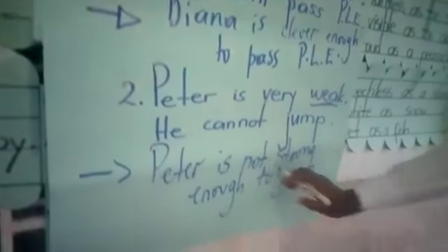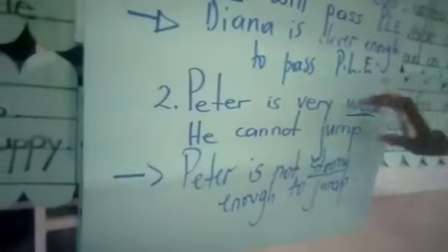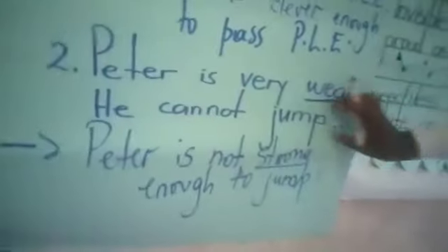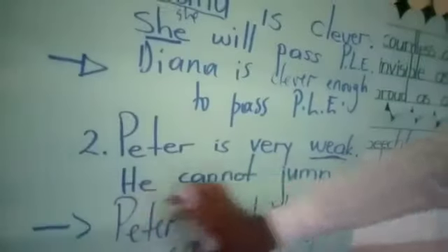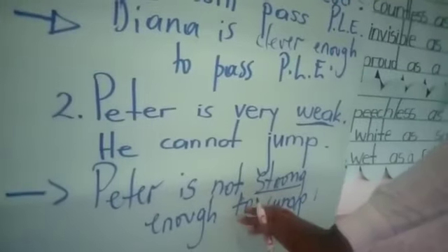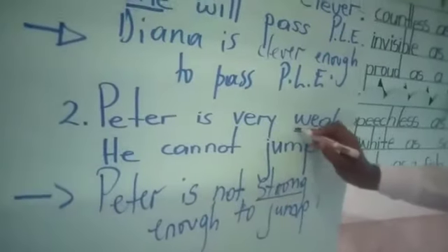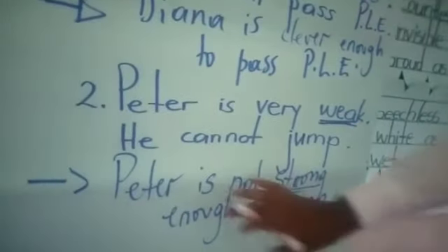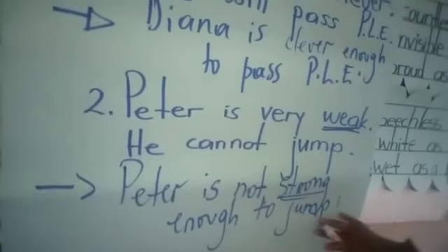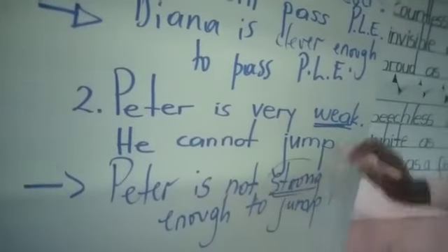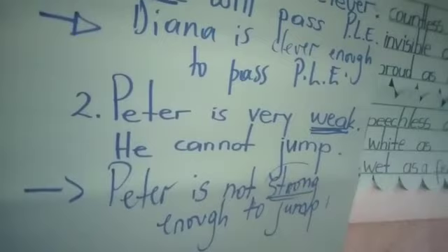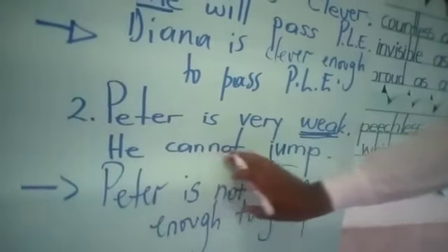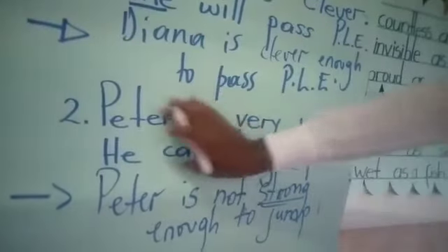The reason I brought this one strong, when you are given two clauses, the first clause there is no negative form, in the second clause there is a negative form. Then you join the two clauses by using enough to, but replacing this adjective given by its opposite. Then we shall say Peter is not strong enough to jump. You make sure this strong is the opposite of this adjective given in the first clause. That's how it is done. This happens when there is a negative form in the second clause of the sentence.